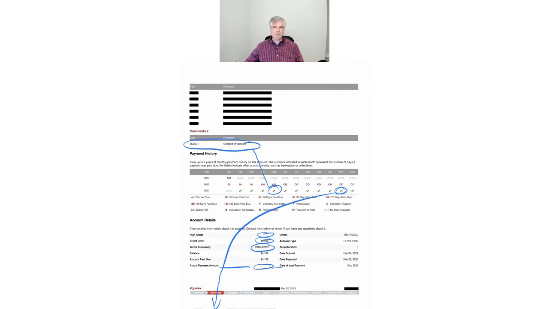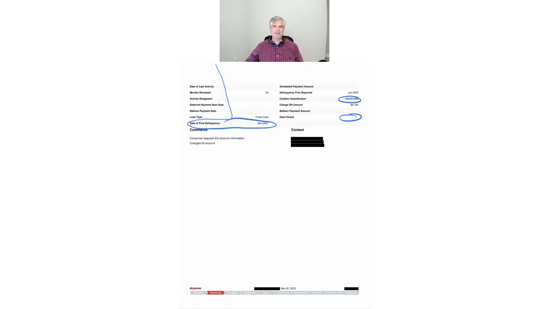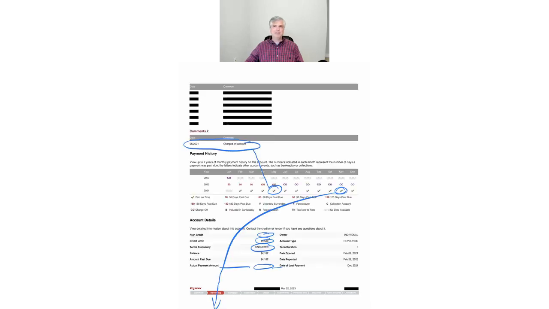It says May of 21 charged off account. But if you look at May of 21, it says it's got a little green check mark, current. Kind of hard to explain that discrepancy there. Okay, so we've got something circled here, November of 21. If we go to the next page, we see they say that's the date of the first delinquency. So date of first delinquency is the date we first go 30 days late and never bring it current. Well, look at this. November 21 says we're current. That's not the date of first delinquency.